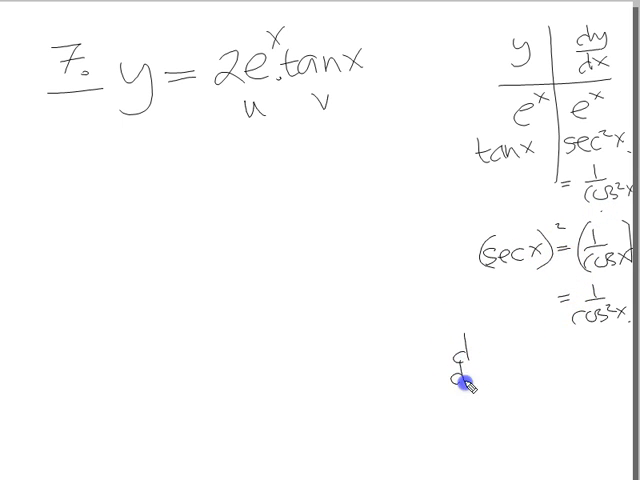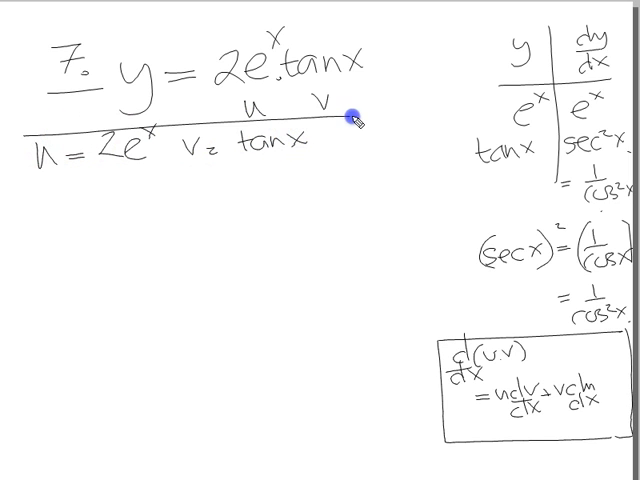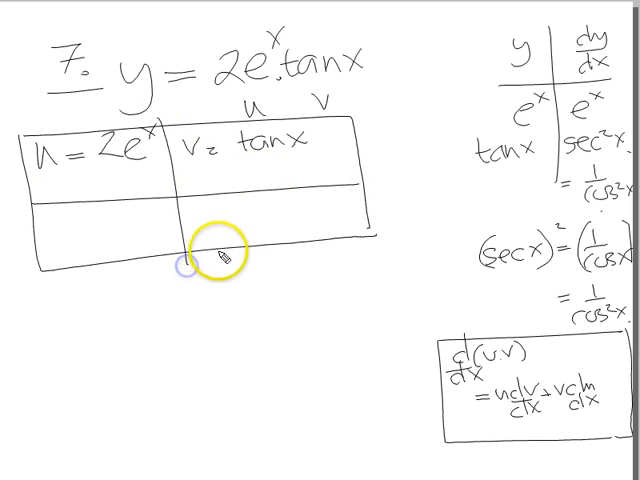Don't forget we're using d by dx of uv, which is equal to u dv dx plus v du dx. That's our product rule then. Just as a reminder, I'll put it down the bottom, just here, just about made it in there. So let's do our grid. u equals 2e to the x, and v equals tan x then. There's our grid. Let's draw it in, like so.